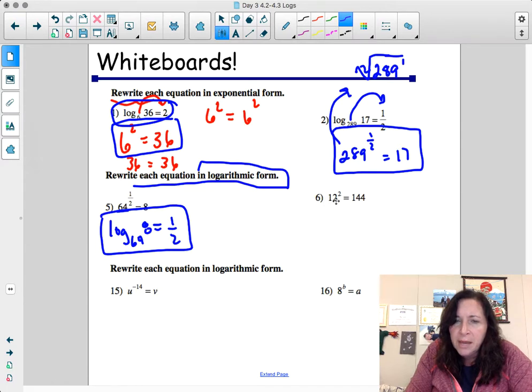For this problem, again, the base becomes my base. So that's going to be log base 12, base to across the equal sign. So my answer becomes my argument. So that's 144, and that's equal to 2.